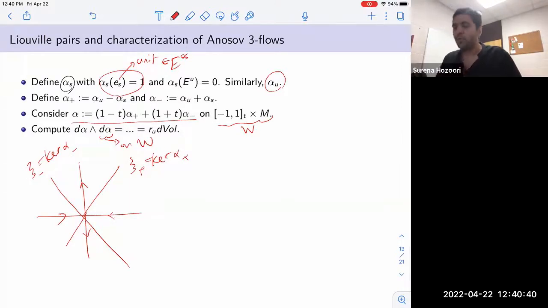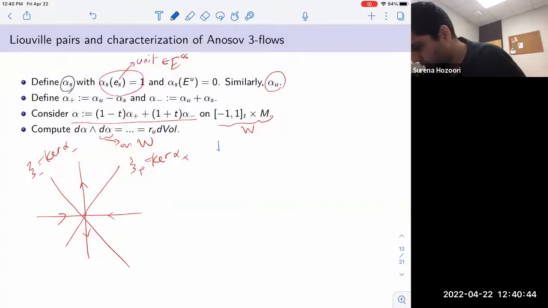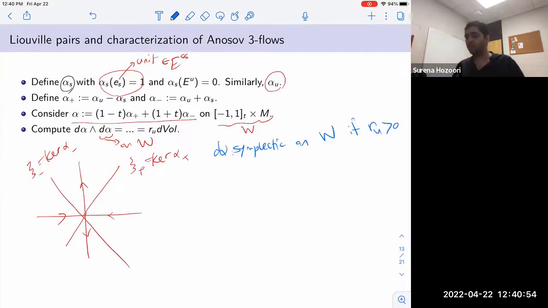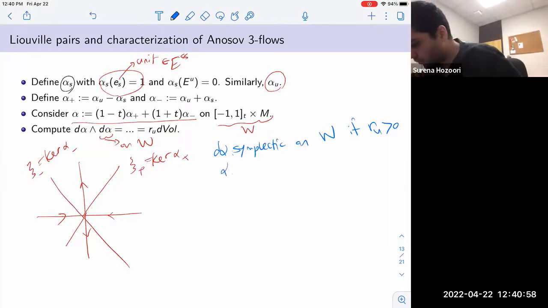Okay. So in particular, that means that alpha is symplectic on W if RU is positive, which means having absolute expansion, or in other words, alpha is just a Liouville form.